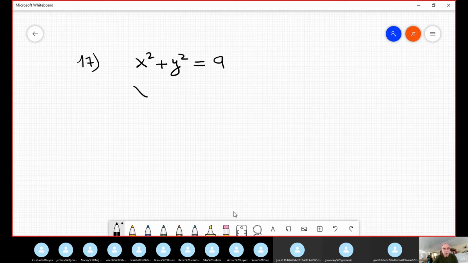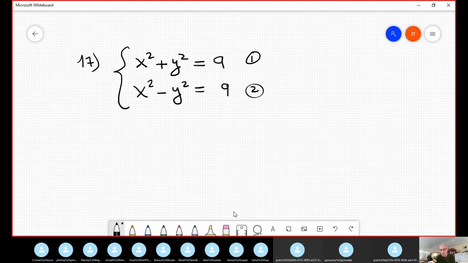And this is x squared minus y squared equals 9. Equation 1, equation 2. It's a non-linear system. In this case it's obvious. What is a fantastic way to solve this? Tell me. Substitution or elimination?